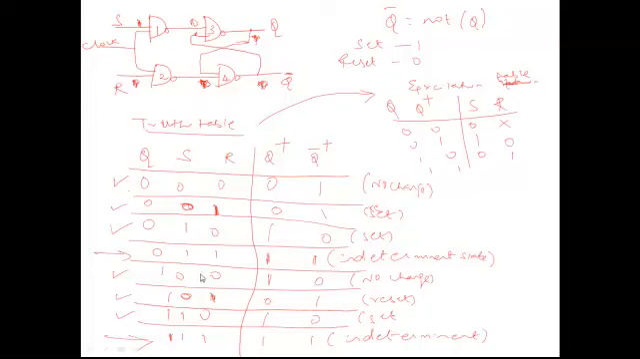Q is 1, Q plus is 1. Q is 1, Q plus is 1 in the 5th row and 7th row. So you see in the 5th row Q is 1, Q plus is 1. The 7th row also Q is 1, Q plus is 1. In both these combinations, the R value is constant and it is 0 only, whereas the S value either takes 0 or takes 1. So we say S is don't care and R is 0. Okay, so this is all about the SR flip-flop.